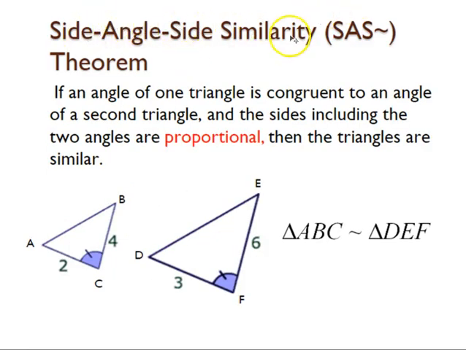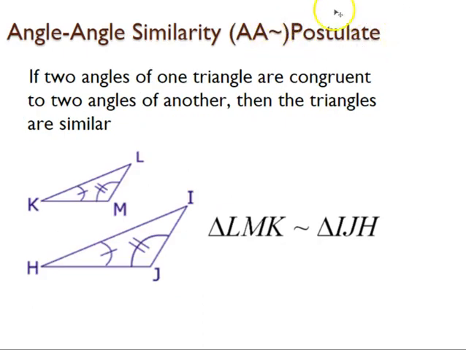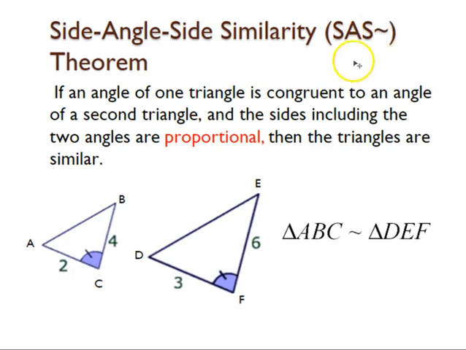And then the side-angle-side similarity theorem. Notice I have this little symbol right here. Remember, that's the similarity symbol, and I had that back here too, so that we're not getting confused with the congruent postulates that we used. So let's take a look at this. If an angle of one triangle is congruent to an angle of a second triangle, and the sides including, remember, that means we have to have them sandwiched in there, are proportional, then the triangles are similar.